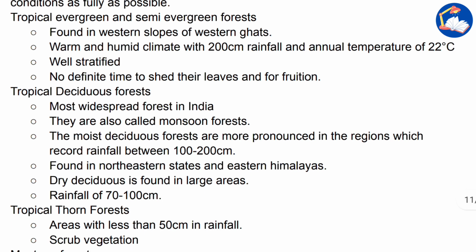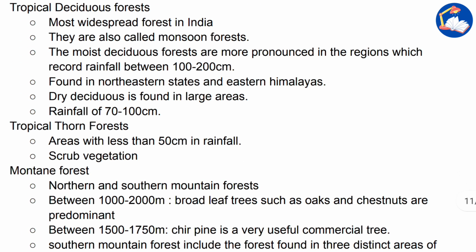Okay, no definite time to shed their leaves and for also forming fruits. Okay, now tropical deciduous forest, it's the most widely spread forest in India. They are also called monsoon forest. Most deciduous forests are more pronounced in the regions which record rainfall between 100 to 200 centimeter. Found in northeastern states and eastern Himalayas, dry deciduous is found in large areas and rainfall is 70 to 100 centimeter. Tropical thorn forest, areas with less than 50 centimeter in rainfall, scrub vegetation.